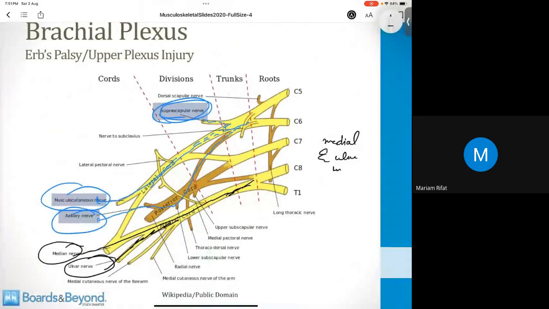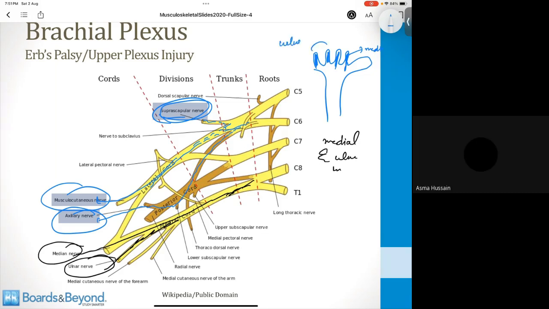Let me just draw the diagram of your hand again, right? So we know that this is your hand, 1, 2, 3, 4, and thumb. Let's discuss the function of the lumbricals. We discussed these two lateral lumbricals are going to be supplied by which nerve? Median nerve. These two medial ones are going to be supplied by ulnar. So whenever the median nerve and the ulnar nerve are gone in a lower trunk injury, the function of the lumbricals is going to be gone, right?